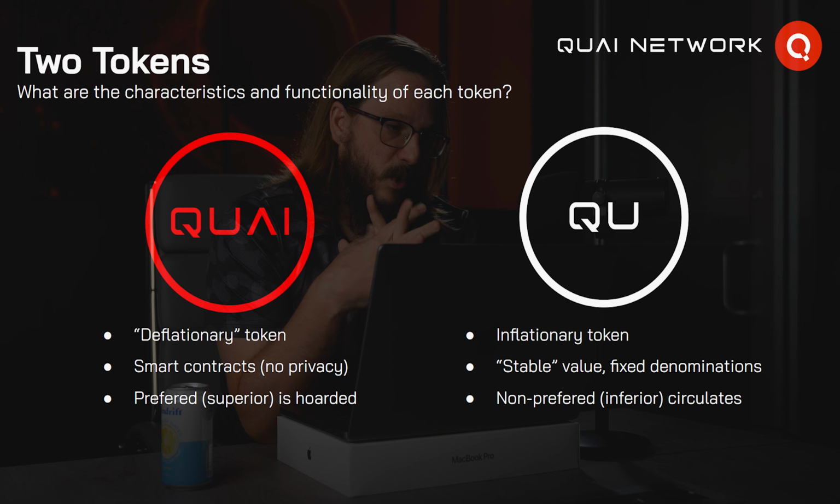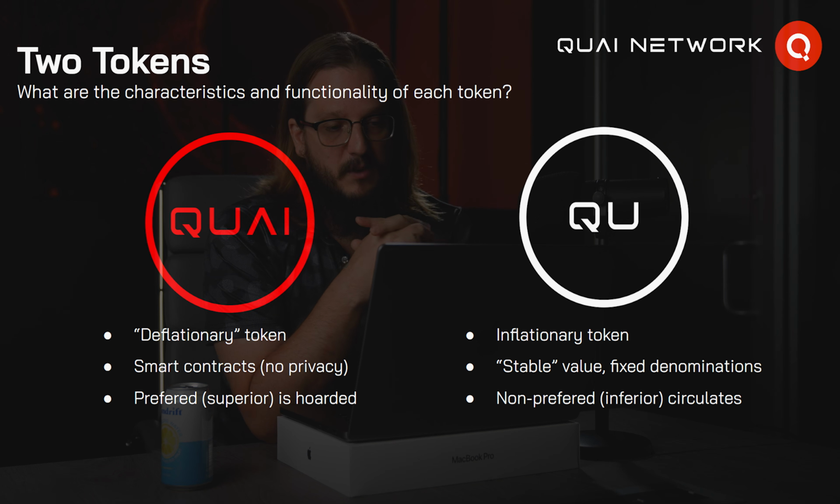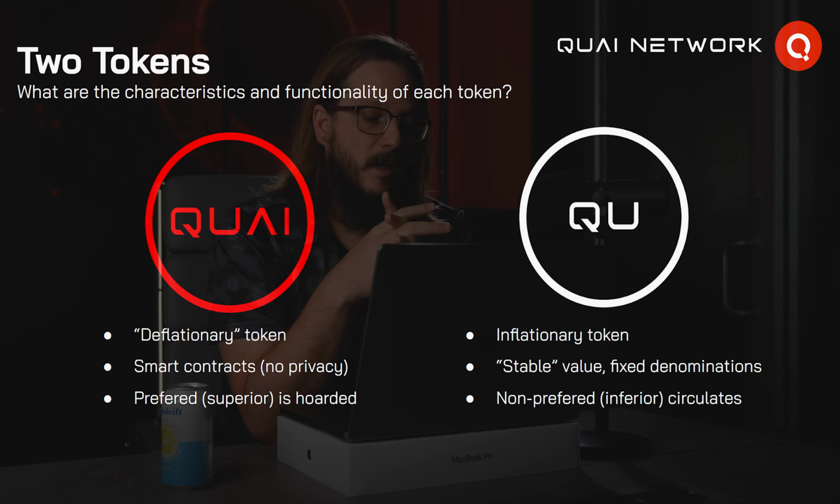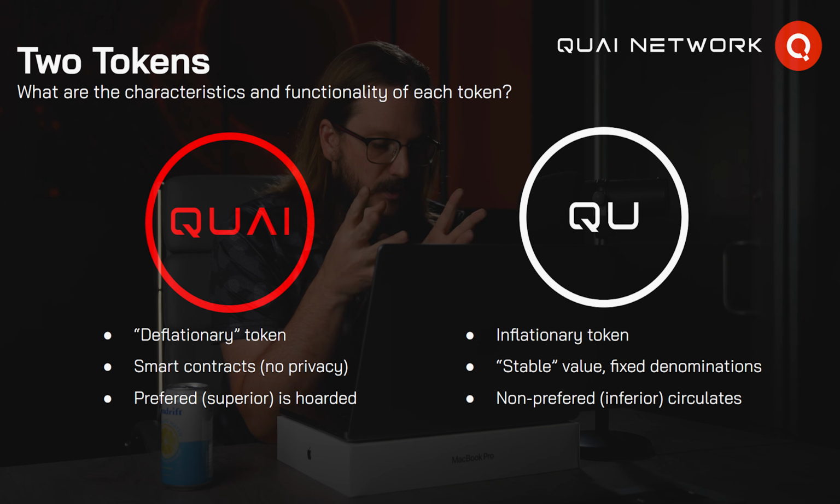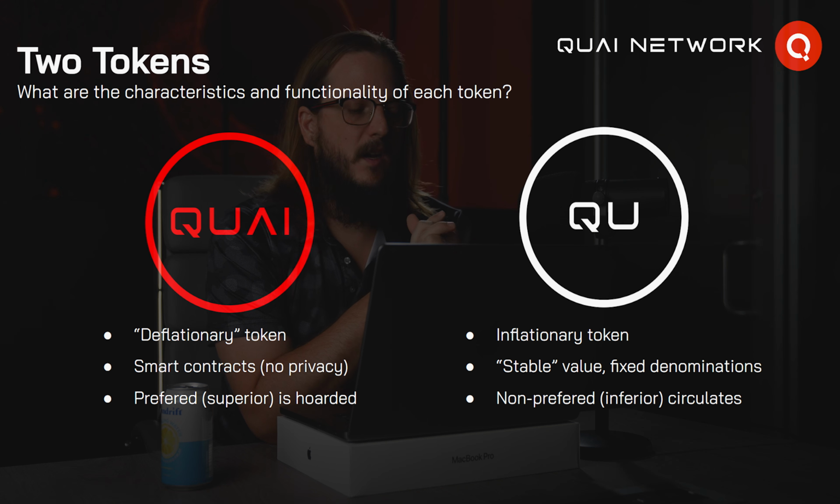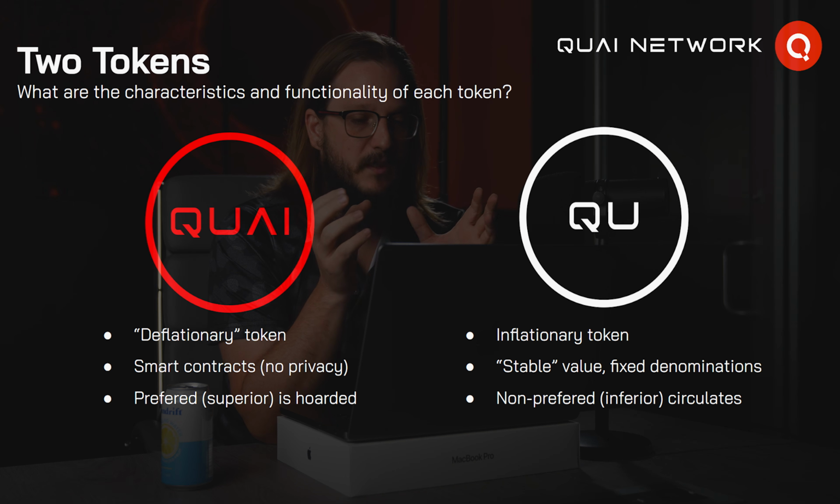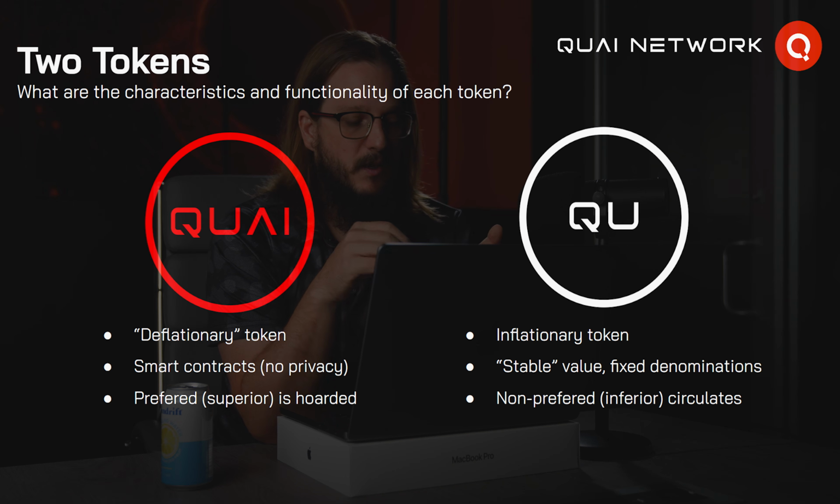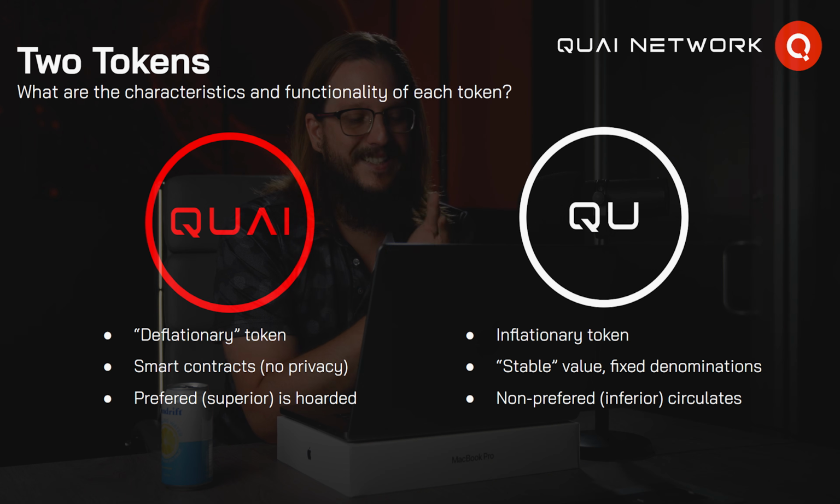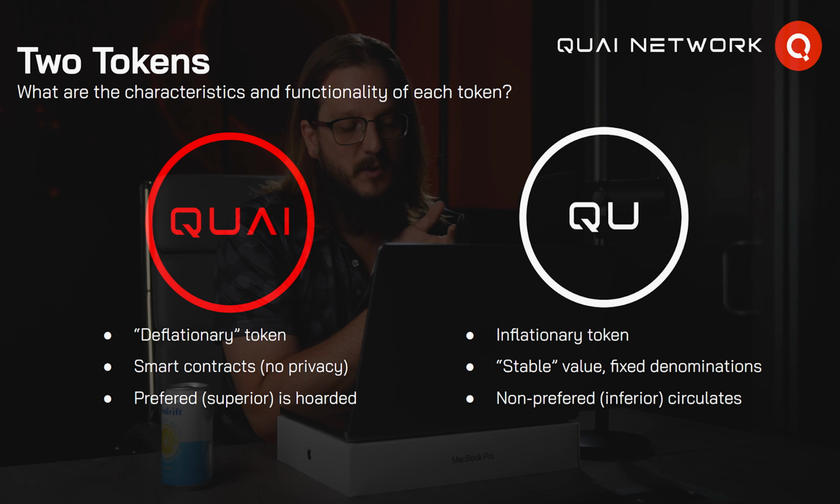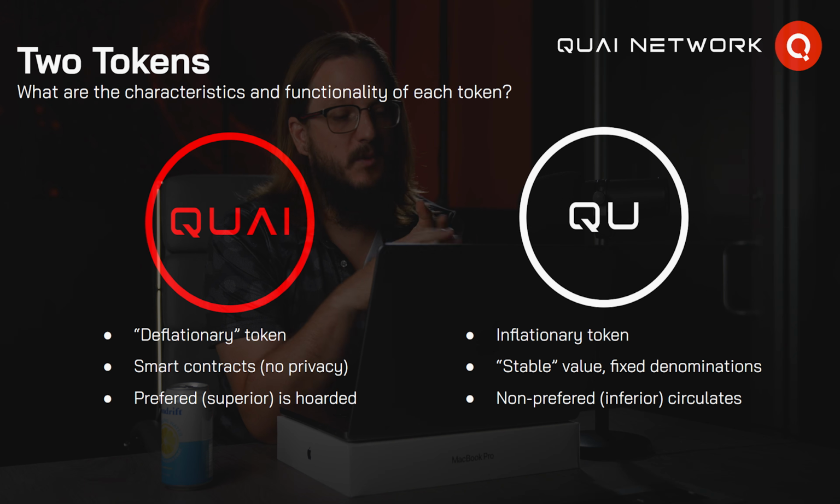So what two tokens are we proposing, and what characteristics and functionality are we proposing for each token? One token would be the Quai token, and this will still have the similar characteristics that we've talked about. It'll be a deflationary token. It'll have smart contracts. It'll be EVM compatible. So you can think of Quai as the superior form of money. If we think about Ethereum or Bitcoin, Quai has a similar model to those economics that we've been ideating.